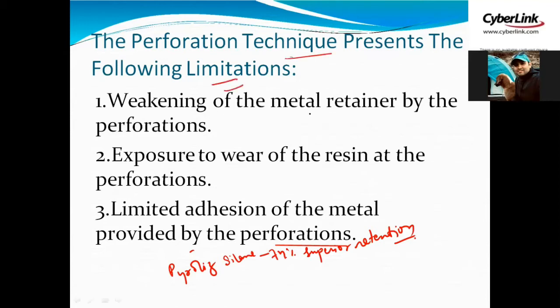It causes weakening of the metal retainer by the perforation, and exposure to wear of the resin at the perforation site. This is the area. So in these areas there is wear of resin, and limited adhesion of the metal provided by the perforations. They only retain by mechanical retention, right? The major disadvantage of Roche bridge is that the resin exposed through the metal perforation is subjected to external stress, abrasion, and marginal leakage.